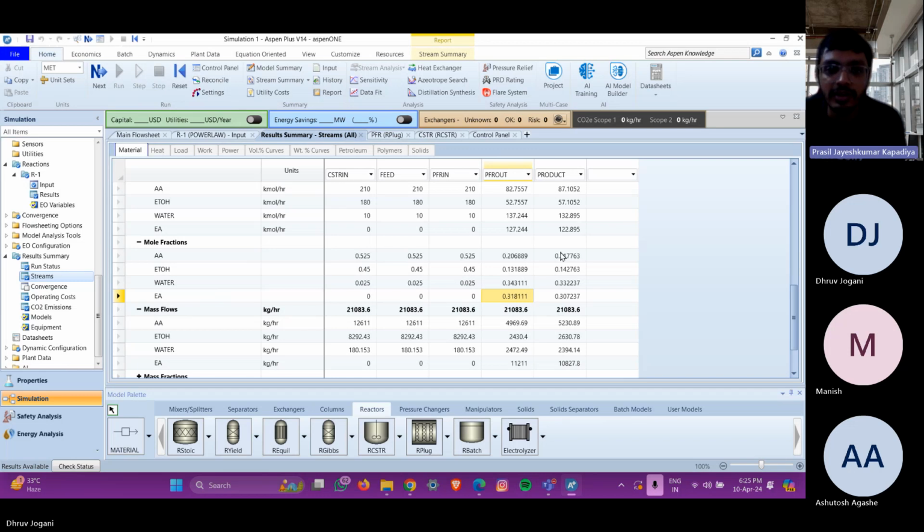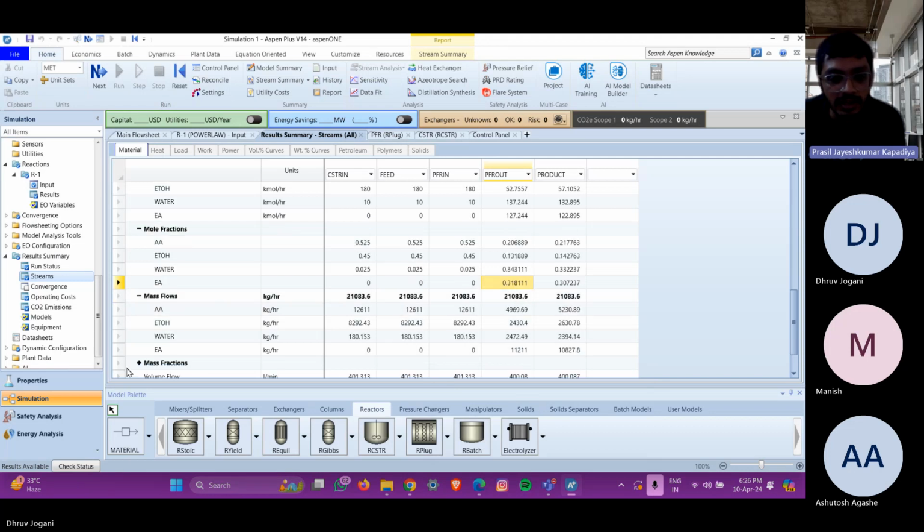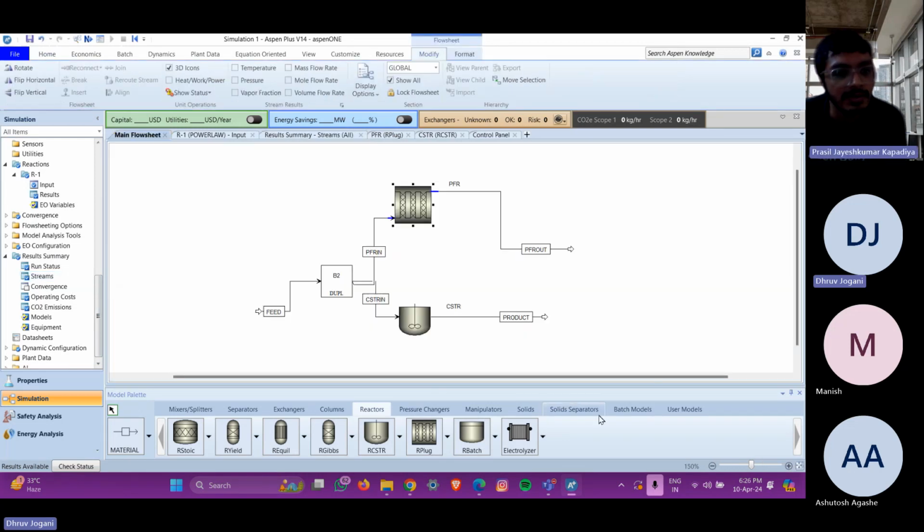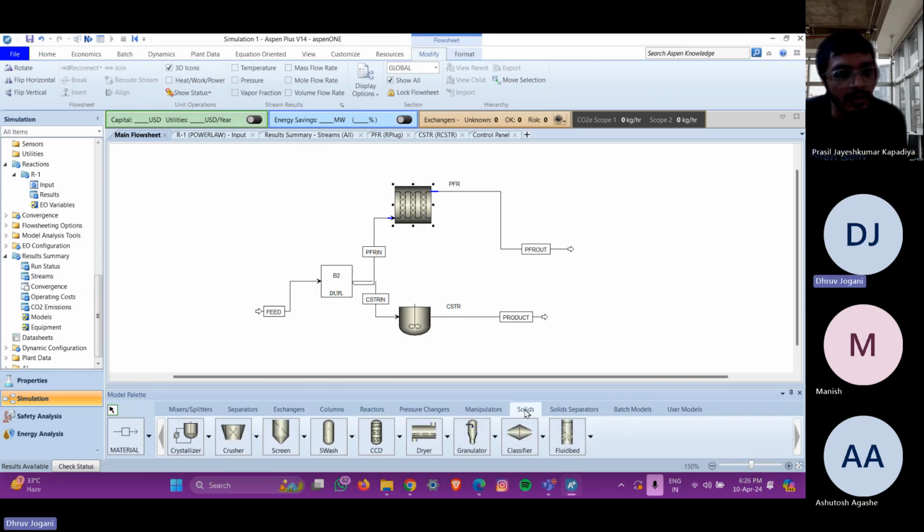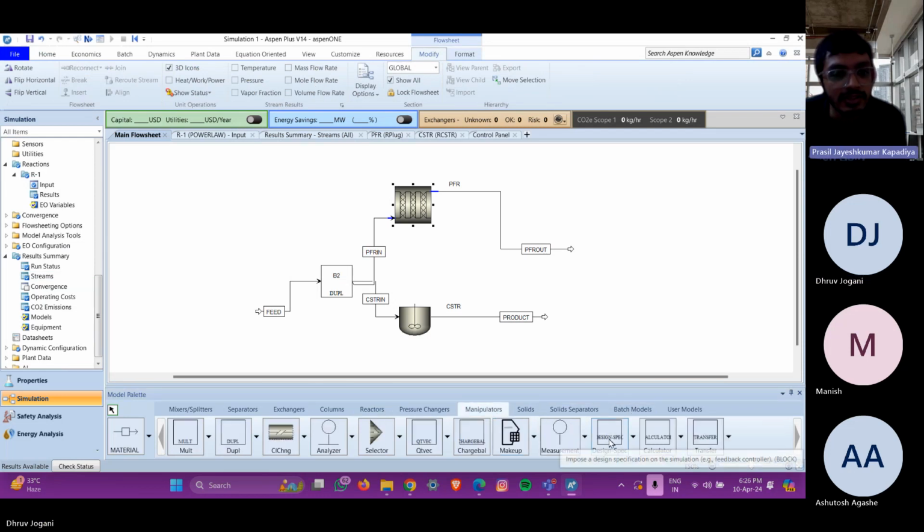the reaction is which order? Sir, first order. For first order, it will be the same, and for second order you should get more for PFR and less for CSTR. Can we do sensitivity analysis to increase ethyl acetate concentration? Sir, can we do design specification instead? Because I have a doubt in design specification. Yeah, sure. Go ahead with design specification then.